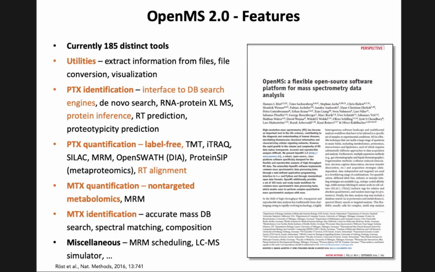So OpenMS 2 has 185 distinct tools. You're not going to use all of them in this course, but we will show you about 24 that are really useful for your everyday work.